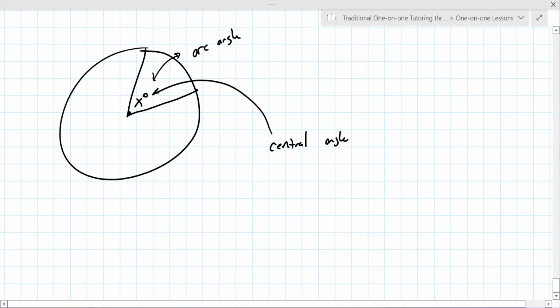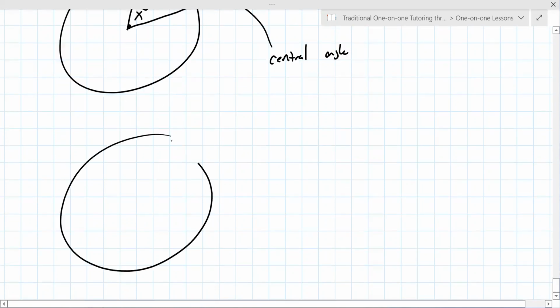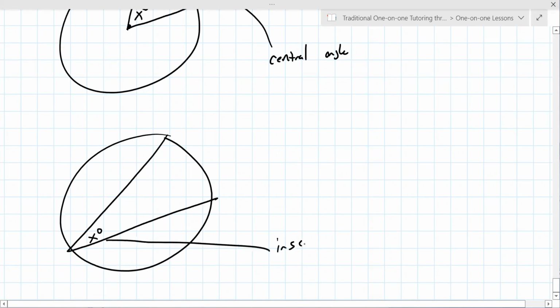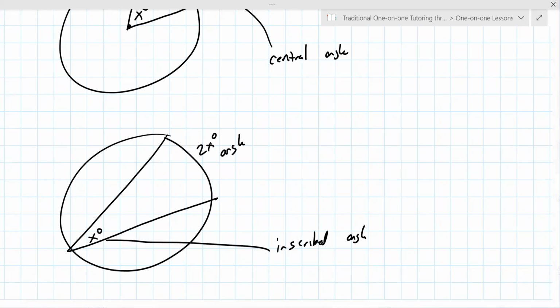But the other case, and this is the one you're more commonly going to see, you're going to get what's called an inscribed angle. This is an inscribed angle down here. Now you don't need to know the name, you just need to know that it's different than the central angle. The angle of this arc though is 2x. It's double that. So let's say X was 40. What would be the measure of this arc? 80. Easy enough, right?